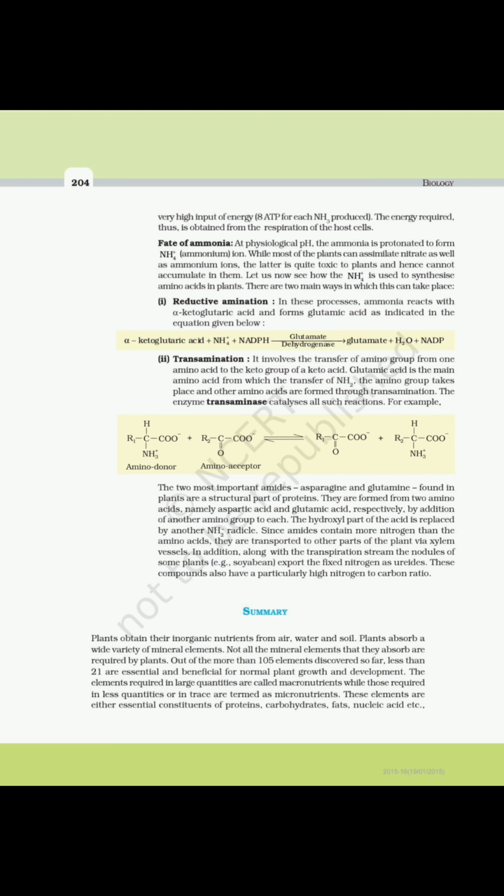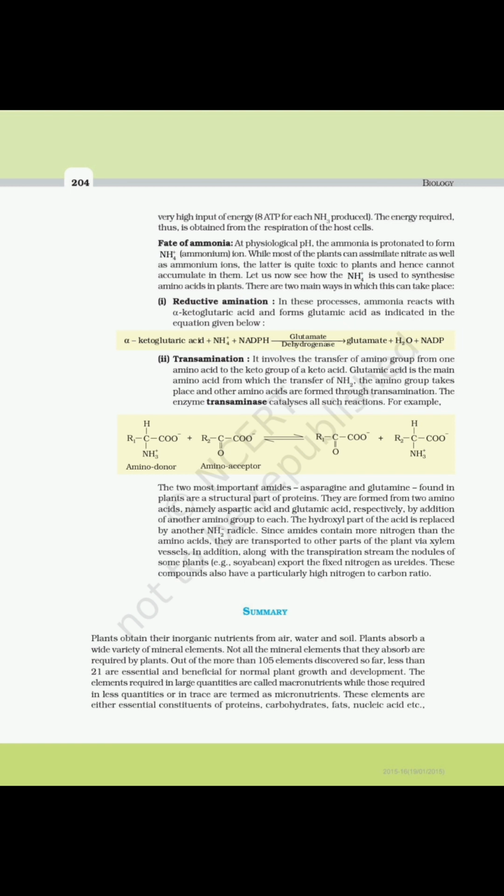For example, amino donor plus amino acceptor makes R1-C=O-COOH plus R2-CH(NH2)-COOH. The two most important amides, asparagine and glutamine, found in plants are a structural part of proteins. They are formed from two amino acids, namely aspartic acid and glutamic acid, respectively, by addition of another amino group to each. The hydroxyl part of the acid is replaced by another NH2 radical.